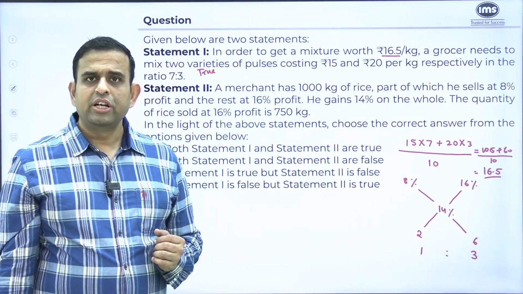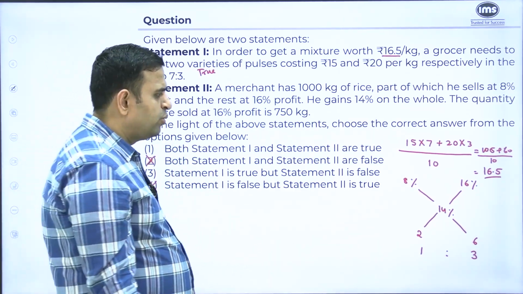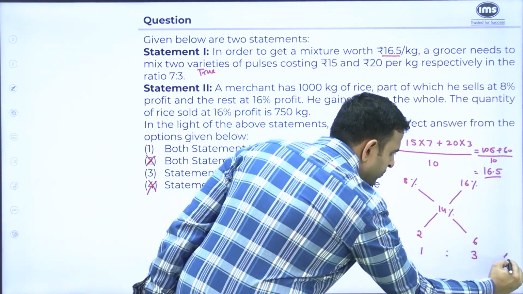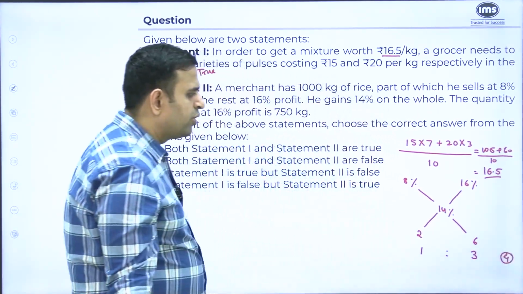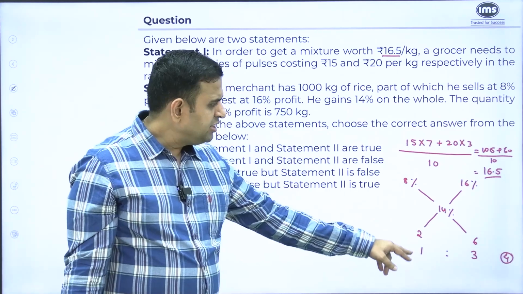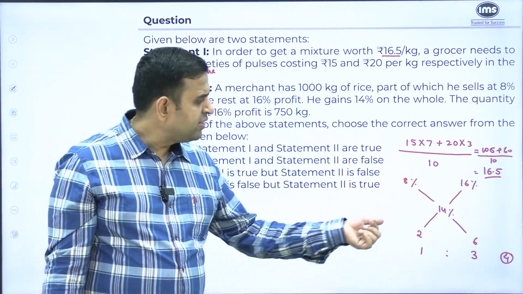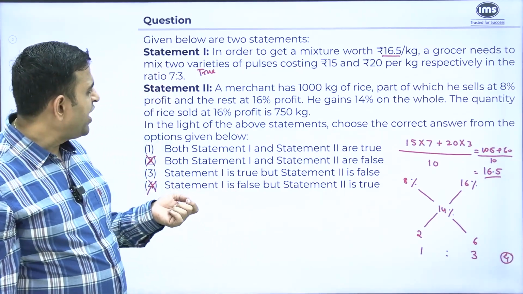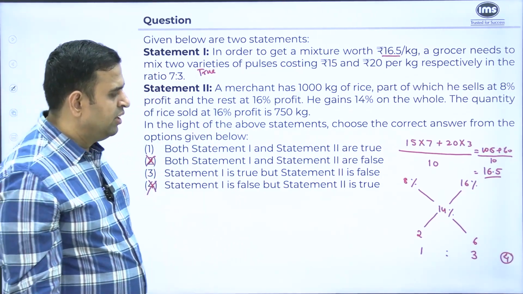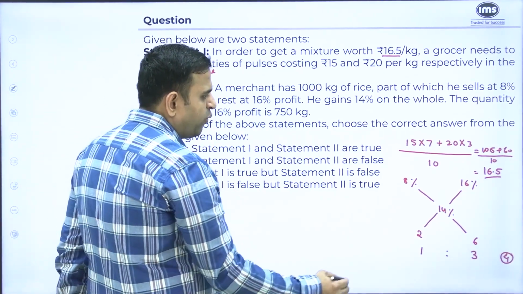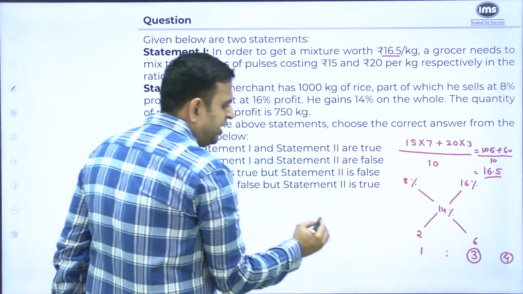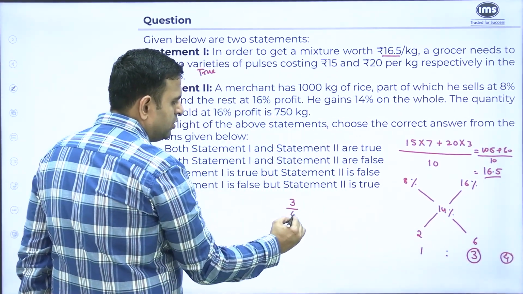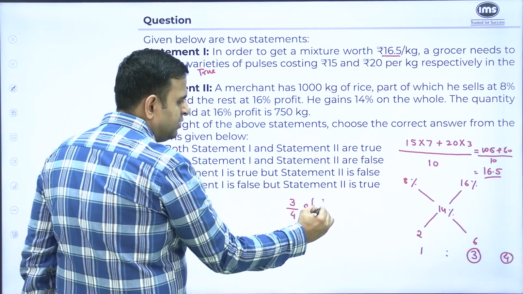Now what does this 1:3 basically mean? If I suppose I have 4 kg, then out of this 4 kg, one can say 1 kg was sold at 8% and 3 parts, one can say, were sold at 16%. The task is to find out the quantity at 16%. So understand, one can say if I want this part, it must be 3/4 of the total quantity.